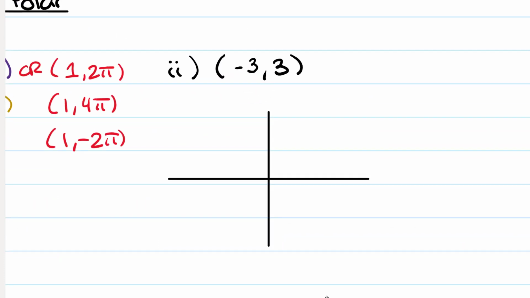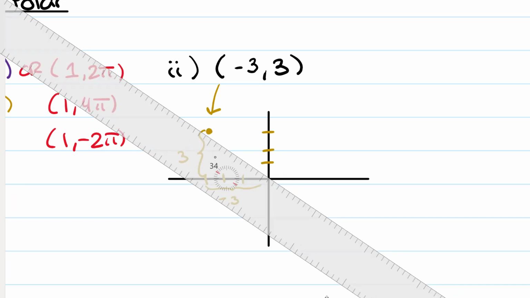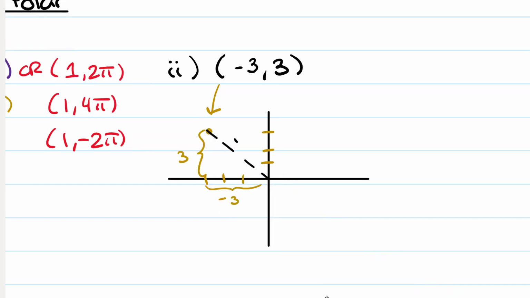All right, let's talk about the next one. I've got (−3, 3). So 1, 2, 3, 1, 2, 3. And I'm going to put a dot right here. So that's the coordinate (−3, 3). Now I know that this distance is −3, and I know that this distance is 3. So I'm going to draw a triangle, and this is going to be r. And then from the x-axis to here is going to be theta.